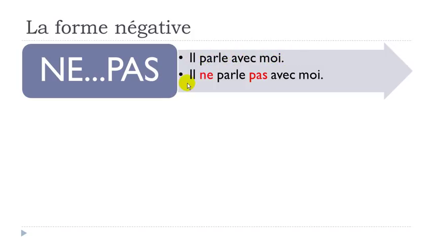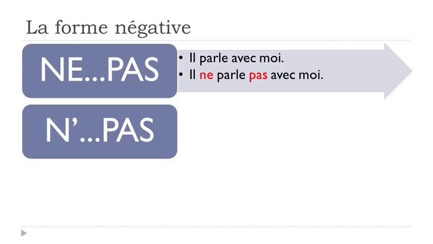So, if you want to put the negative form of this sentence, remember, first part ne, before the verb, then you put your verb, parle. Basically, you don't change it. Just put it there, parle. And after that, you put the second part, pas. Then you get the sentence, il ne parle pas avec moi. And that's it. You've got your negative sentence here. Let's see now how it will go with an apostrophe pas.